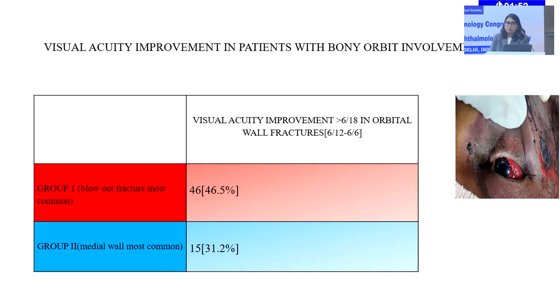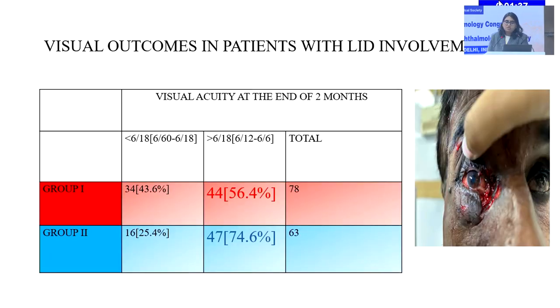We also saw whether concomitant bony orbit involvement affected the visual outcomes. In group 1 a blowout fracture was most common, whereas in group 2 the medial wall was the most common fracture, and it also shows the visual improvement. Regarding visual outcomes, approximately 56% of the patients in group 1 and 75% of the patients in group 2 showed an improvement in visual outcomes.